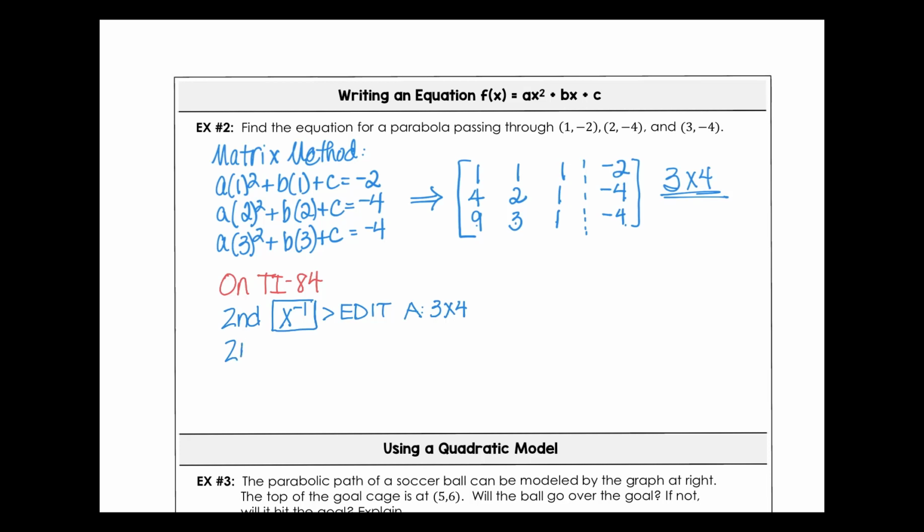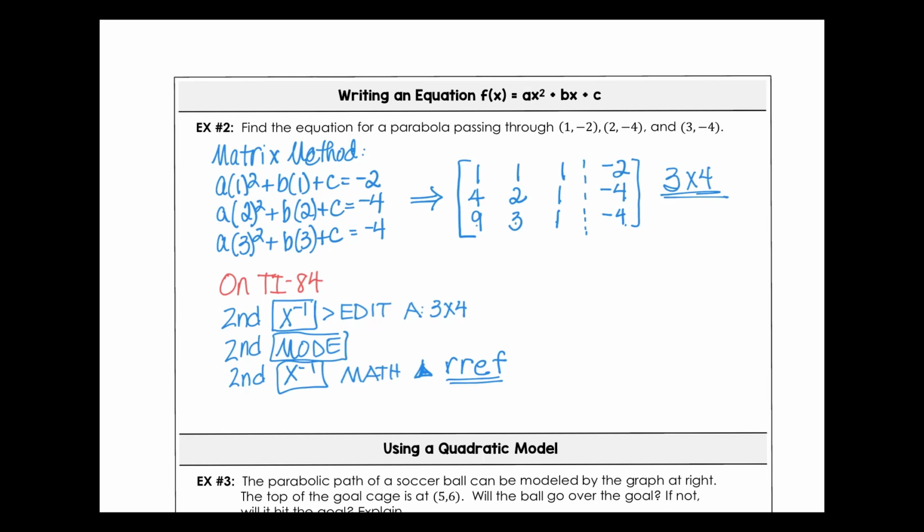Now we need to get out of there, so you press second mode, which is the quit key. And next we're going to go back to second and matrix. So again, the X inverse button. And this time we want to perform some math. So arrow over to math. And then you want to either go down, or I prefer to arrow up since it's closer. And we want to find the reduced row echelon form. So you're looking for that, which is letter B on our calculator.